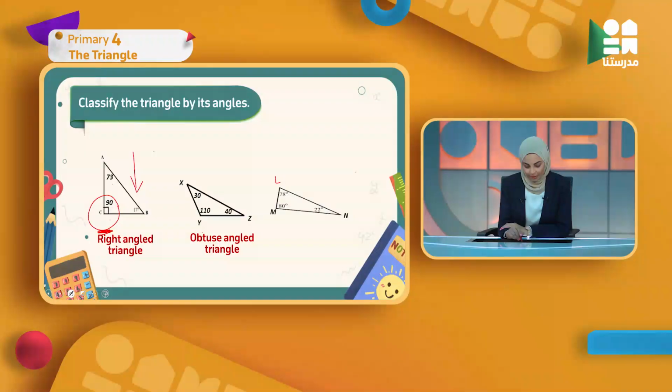Okay, now let's see the second example. Here I have triangle X, Y, and Z. Who can tell me where the vertex is here? Yes, Y is the vertex. Why? Because the two sides, XY and YZ, intersect at this point, which is called the vertex. Okay, then Y is the vertex.